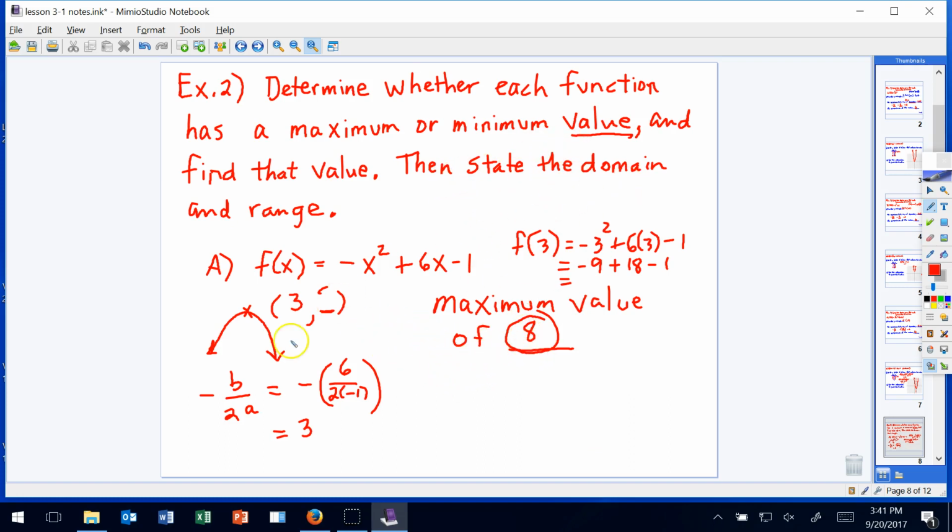Now let's think of domain and range. Maybe a little rough sketch at this point might help. You don't have to graph these, but let's say there's 3, 8, and we have a parabola that opens down from there, some parabola. So first of all, this is going to be true for parabolas. The domain is always going to be all real numbers.